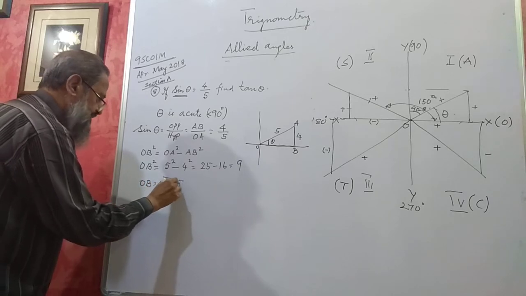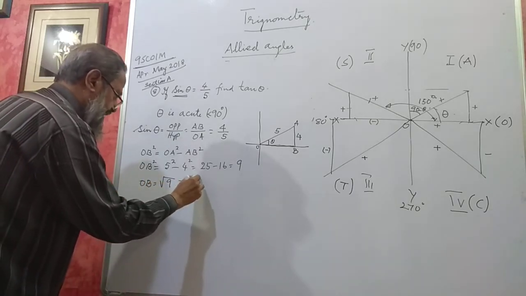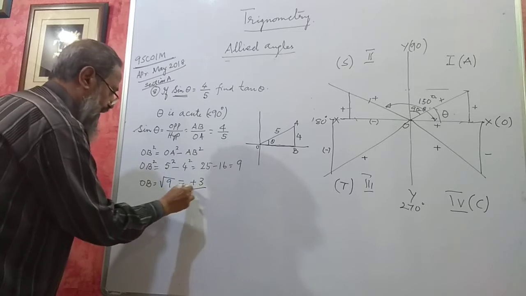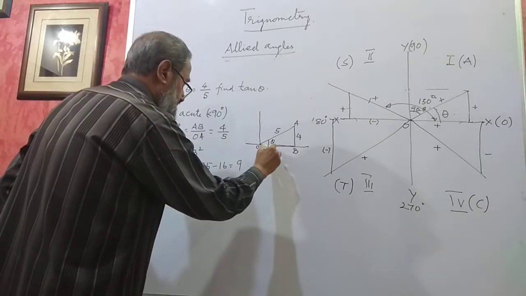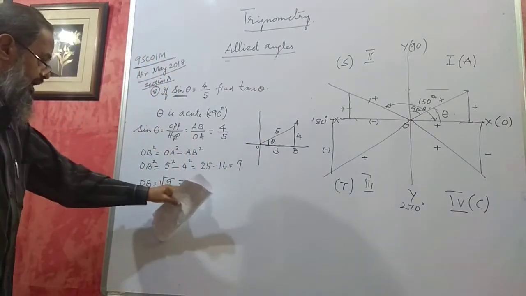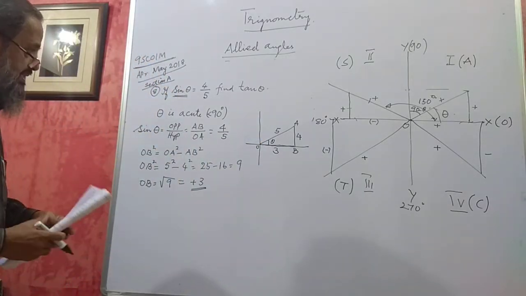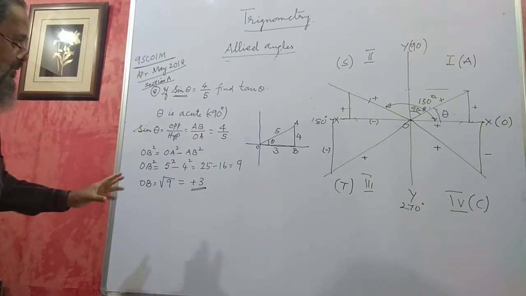Square root of 9 can be either plus 3 or minus 3. Now, because this angle is acute, it is in the first quadrant, so it is plus 3. I got the value of OB. This is one type of problem.